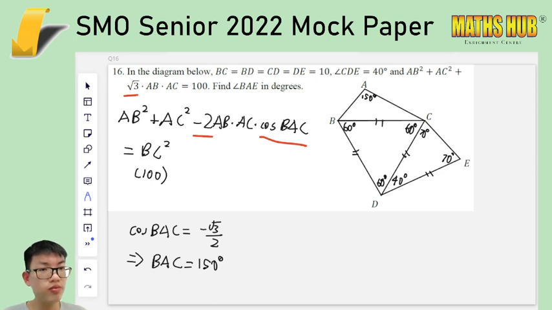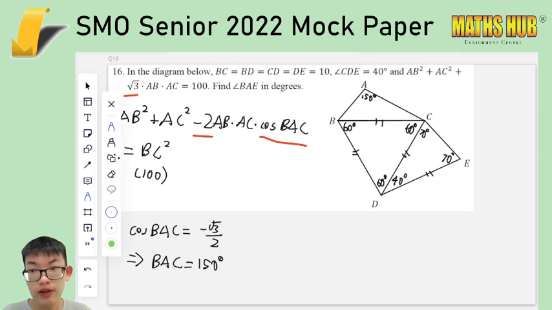Now the question is, so what? Because there's no more information left, right? We have used up everything in the question. So it means that for this AB squared plus AC squared plus square root 3 AB times AC equals 100, once we have extracted the angle, there is nothing more we can say. So it means that all the equal lengths, apart from what we have done so far, must give us something a little more informative.